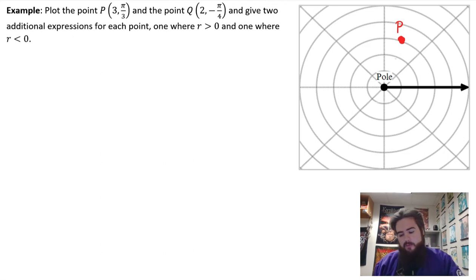With the second point Q, which is (2, -pi/4), again, you can go about that in either way you would prefer. If you do the distance first, you would walk 2 in the direction of the polar axis, and then rotate negative pi over 4, which would be clockwise, an amount of pi over 4. That would put us here in the unit circle, around quadrant 4.